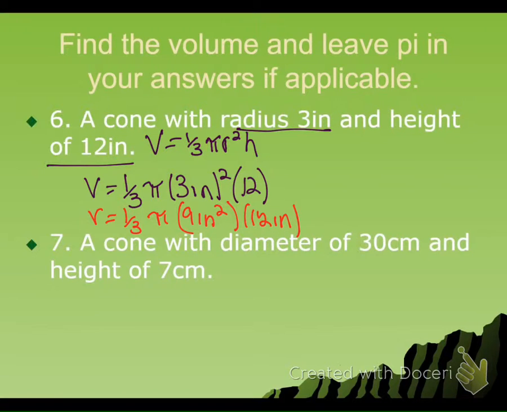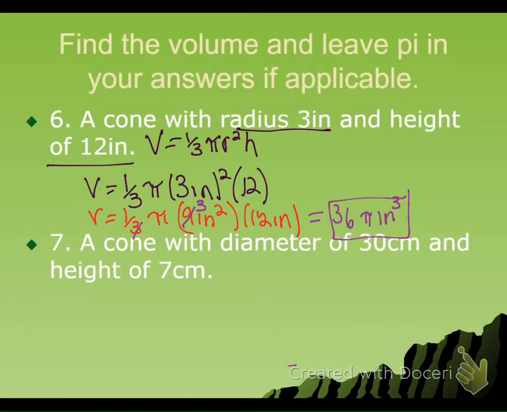How many times does 3 go into 9? 3 times. What's 3 times 12? 36. Yep, 36 pi inches cubed.